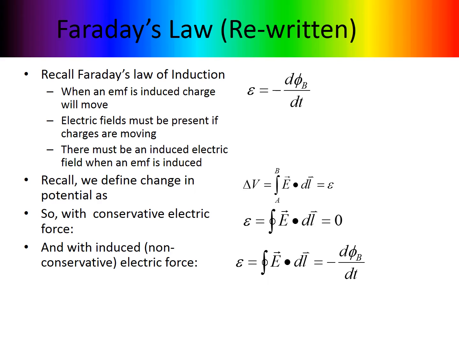So the integral of E dot dl on a closed path now is equal to changing magnetic flux with respect to time. And so what we've done is we've shown here that a changing magnetic field gives us an electric field. And previously in the modified Ampere's law, we found that a changing electric field gives us a magnetic field.